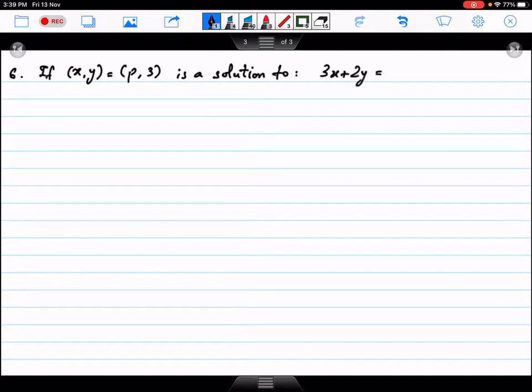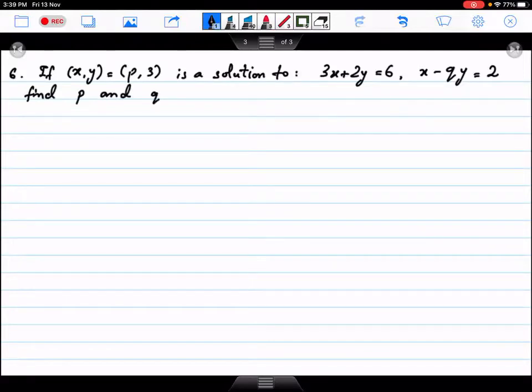Okay, now moving on to question number 6. So what is the question number 6 saying? It is saying that if x comma y is equals to p comma 3, is the solution to 3x plus 2y is equals to 6, x minus qy is equals to 2. We have to find out p and q.